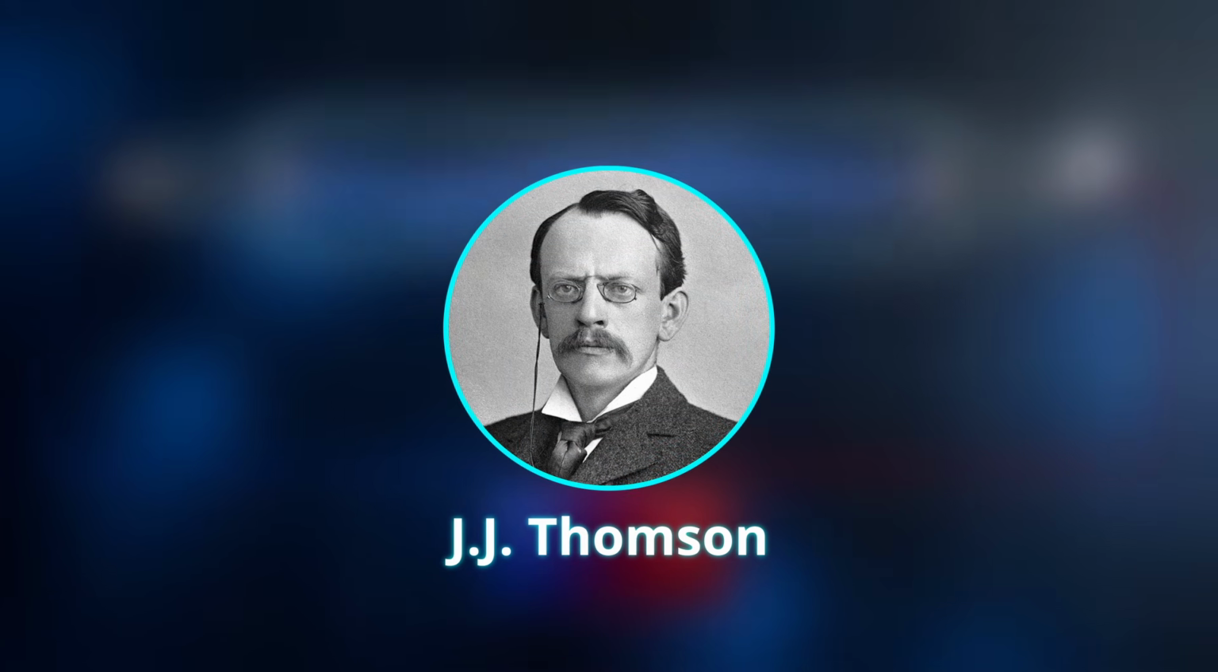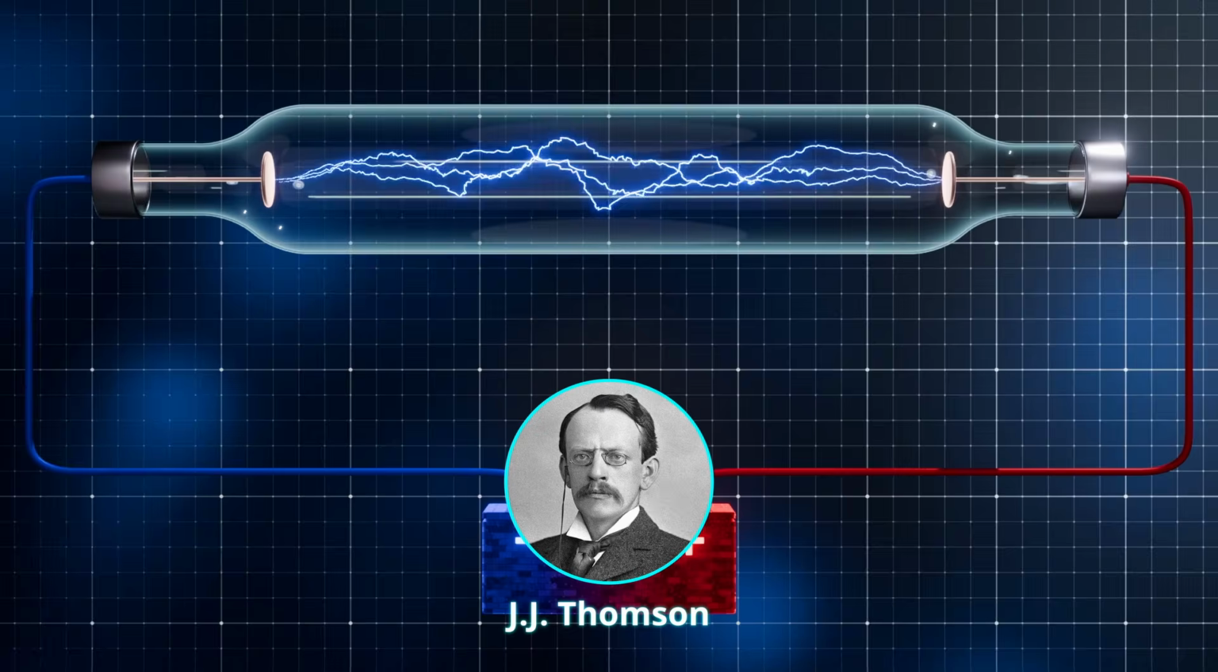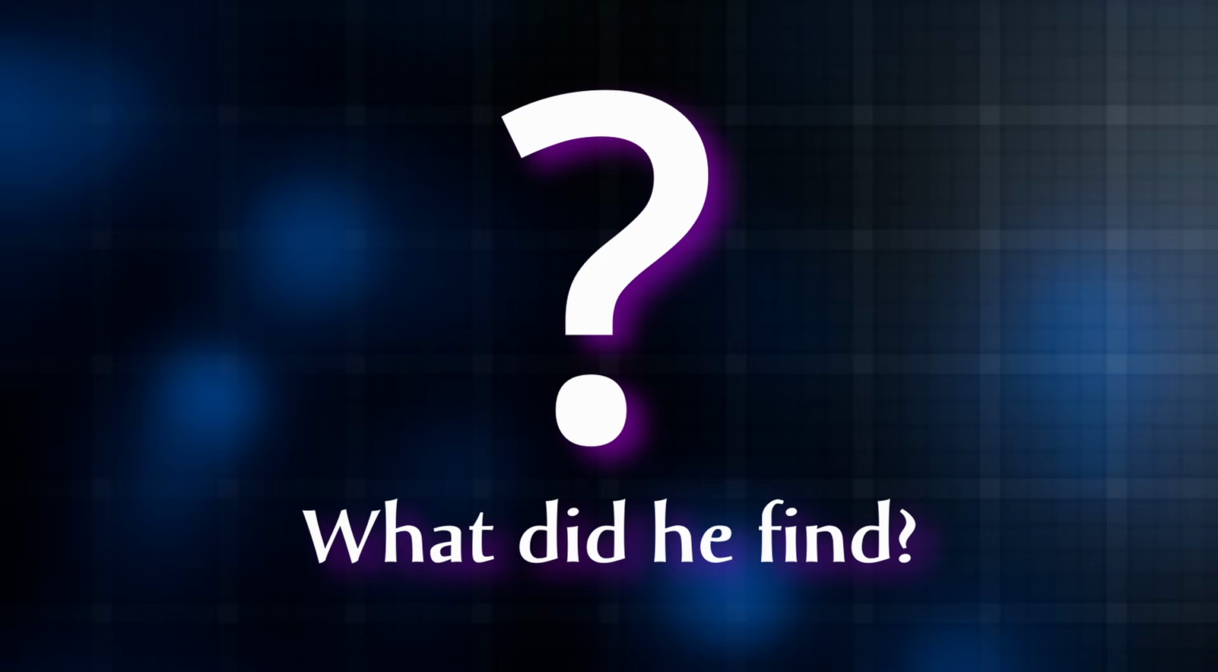In 1897, J. J. Thomson, a British physicist, conducted experiments with electricity in low-pressure gas tubes. This led to a monumental discovery which changed the world of physics forever. So what revolutionary insight did he gain from the experiments? Let's find out.